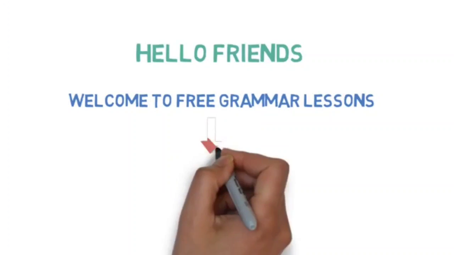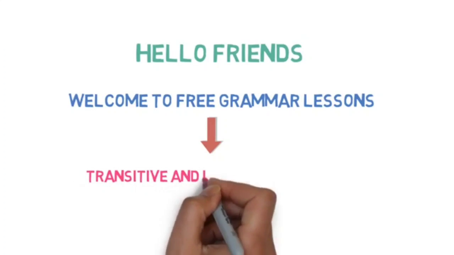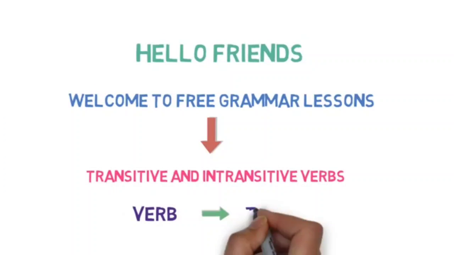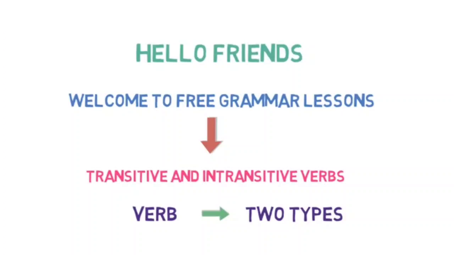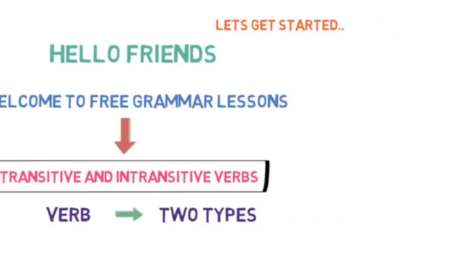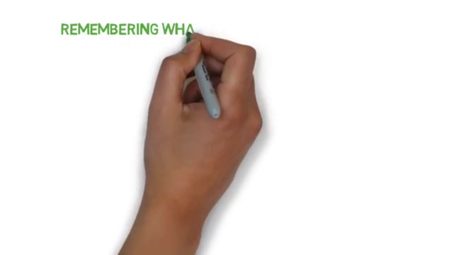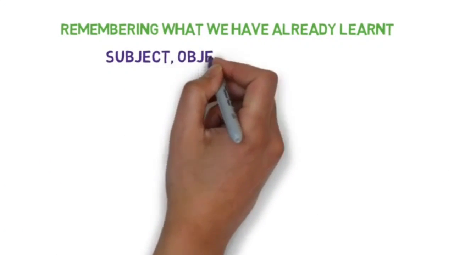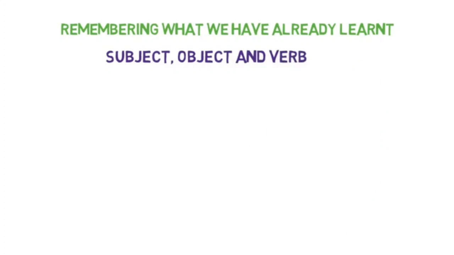Today, we are going to learn transitive and intransitive verbs. Verbs are divided into two main types. Without further ado, let's get started. Children, let's recall and quickly remember what we have already learned about the subject, object and verb. Let's understand it with an example.